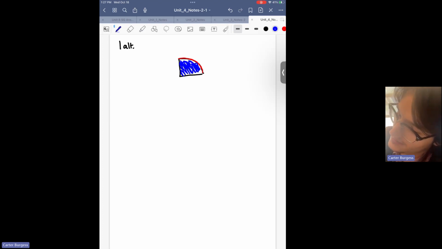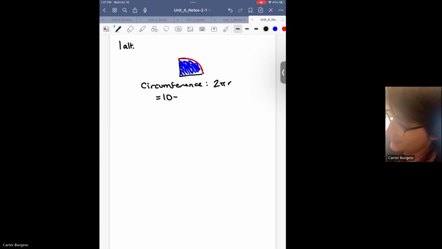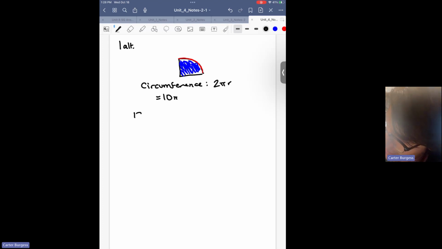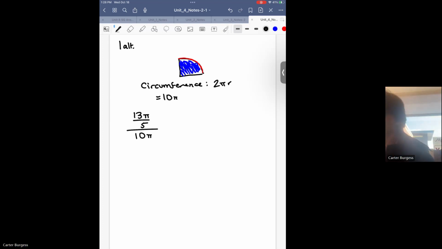Our circumference here should be 2 pi r. R is 5. So this should just be 10 pi. And so what fraction of a circle does my arc length represent? Well, it should represent 13 pi over 5 out of a possible 10 pi. This is my fraction.